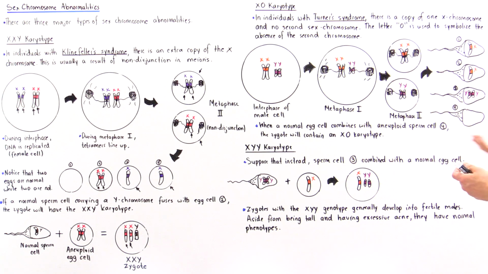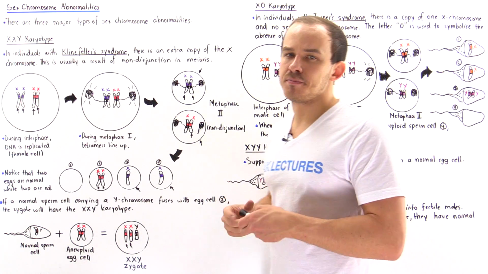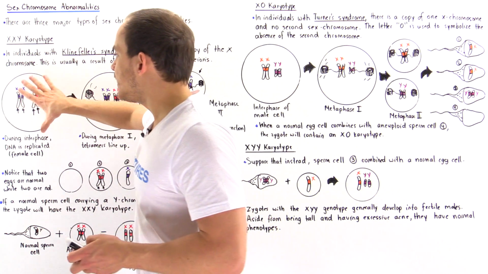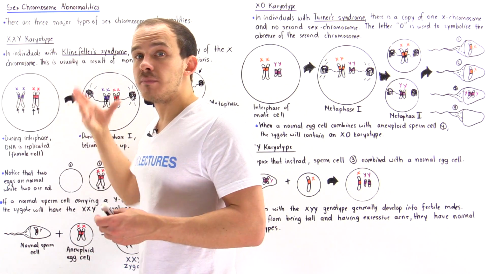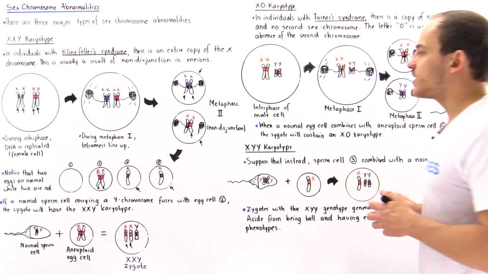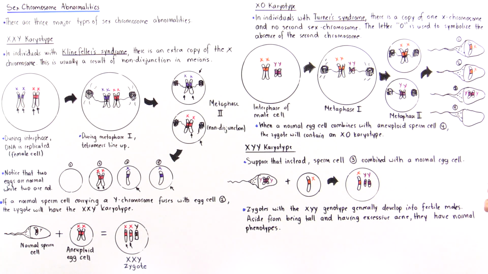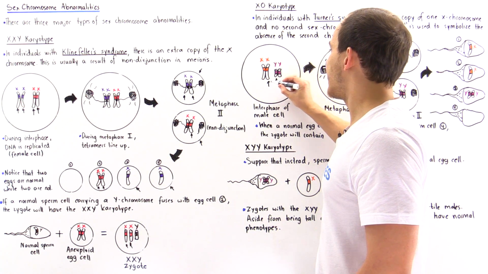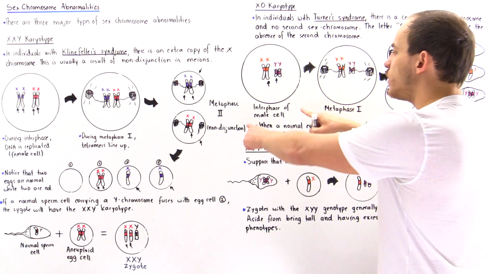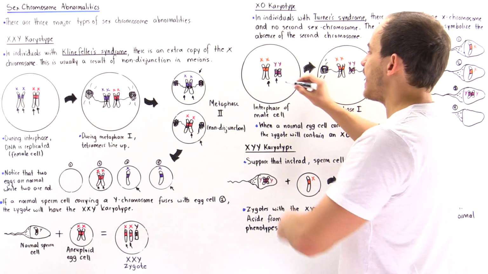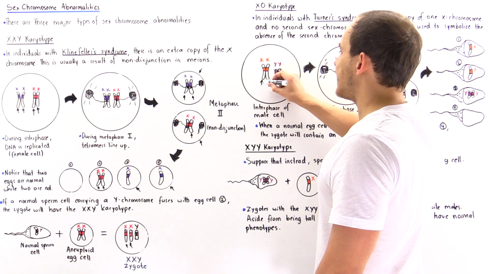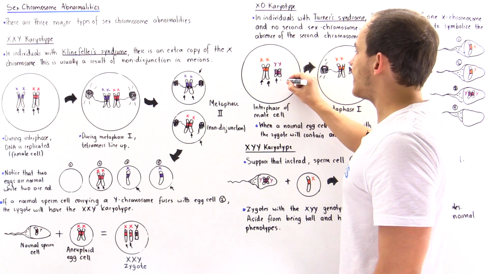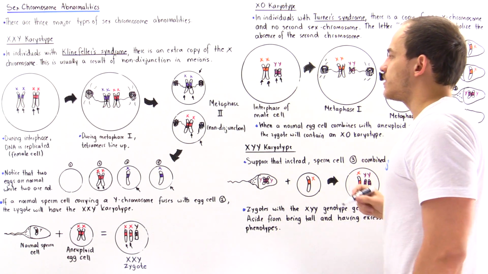But now let's study non-disjunction as it takes place in the male individual. In the previous case, we began by assuming we have a normal female individual. Now we're going to assume we have a normal male individual, and that means we have one X and one Y. During interphase, we have replication taking place, and so we produce an identical sister chromatid for each one of these.